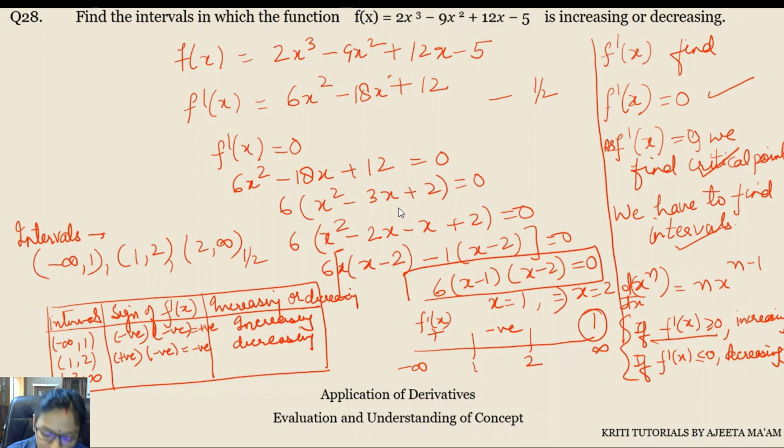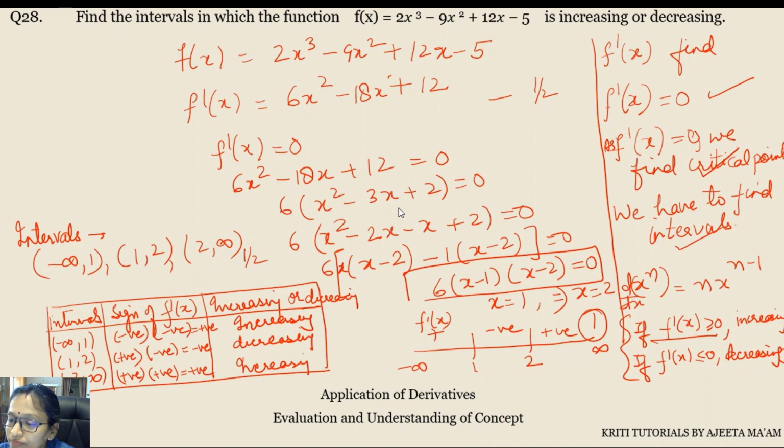Now the next, 2 to infinity. Think of any number greater than 2. If we think 3, then 3 minus 1 is positive, and 3 minus 2 is also positive. So two positives become positive. So again your function is increasing. Clear? So f dash x is negative only for one interval, 1 to 2, and we have increasing function in two intervals, minus infinity to 1 and 2 to infinity. So that will give you the final answer.